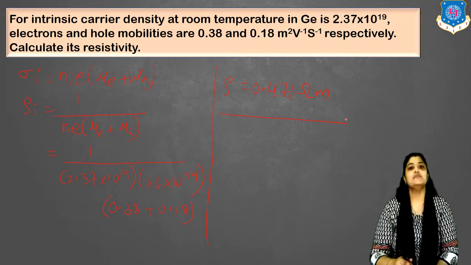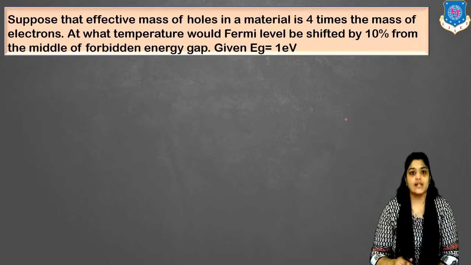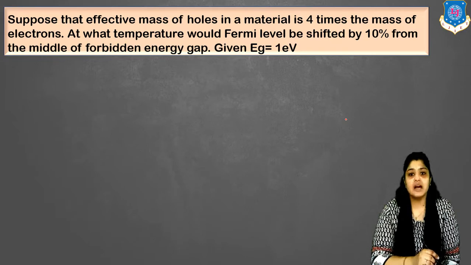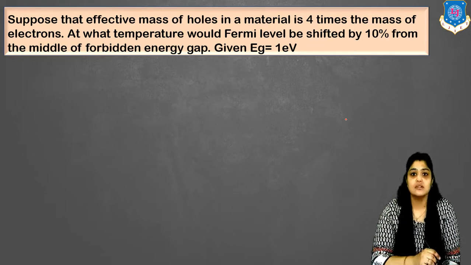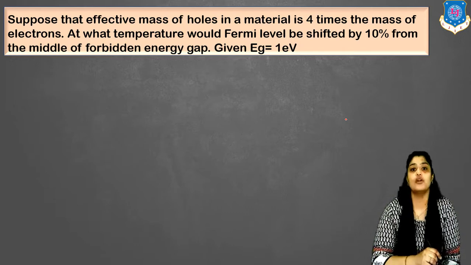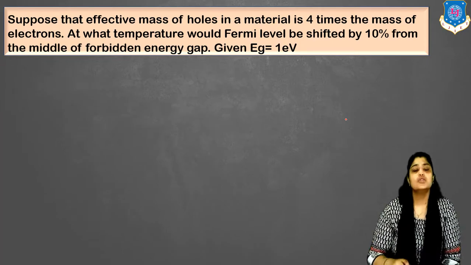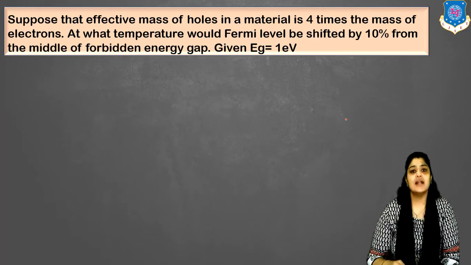Clear? Let's move on to one more type of numerical, which says that suppose the effective mass of holes in a material is 4 times the mass of electrons. So you have been given the relation between Me and Mh. At what temperature the Fermi level should be shifted by 10% from the middle of forbidden gap if the gap is 1 electron volt?